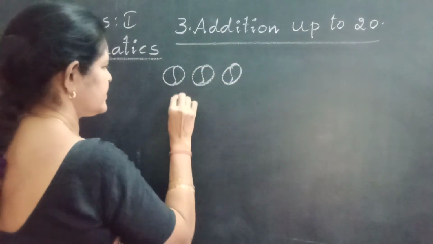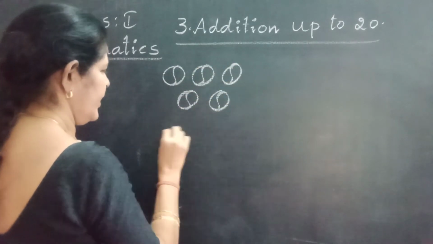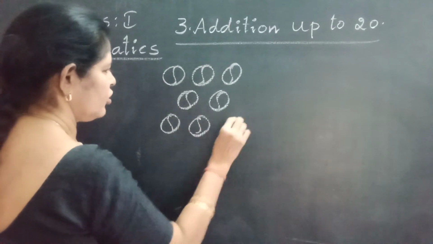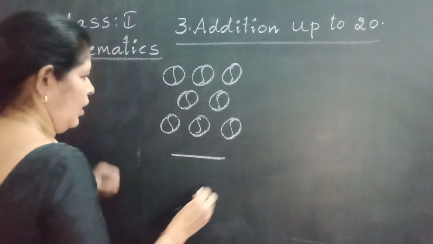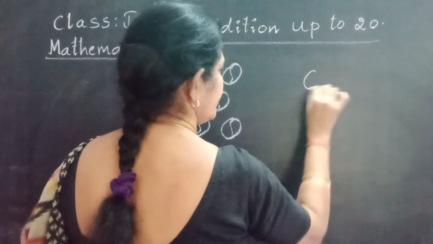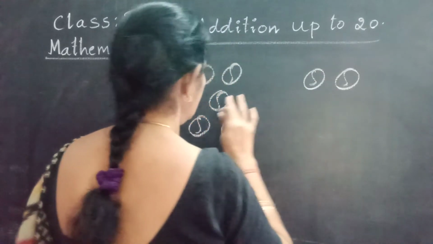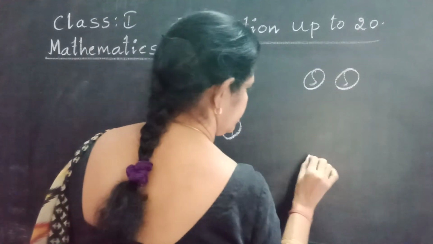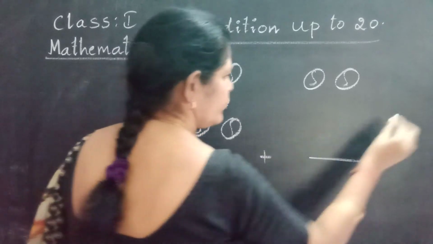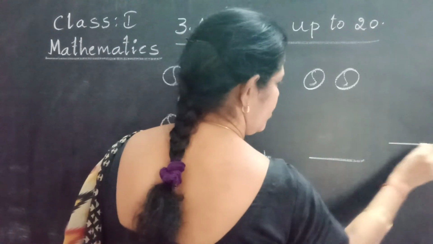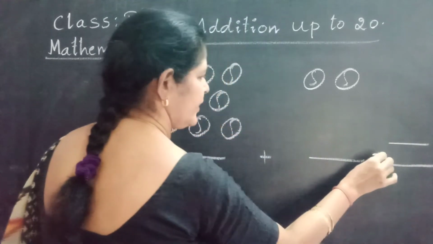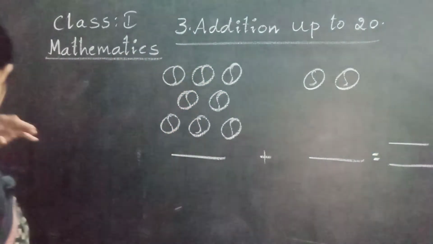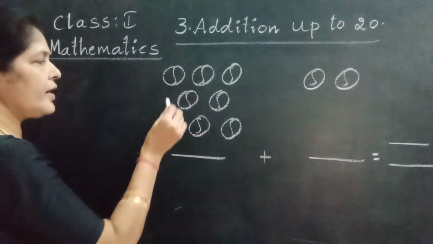Count the bars and write the number and find the total of bars. Here is the given addition fact. Write the numbers one below the other and find the total. Come on, first count all the bars.